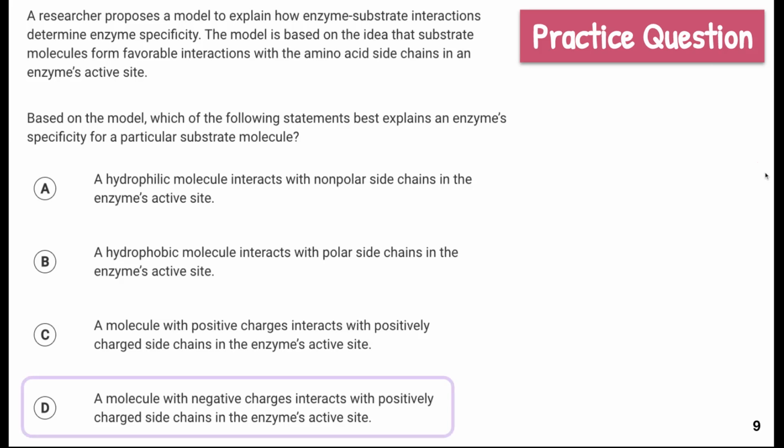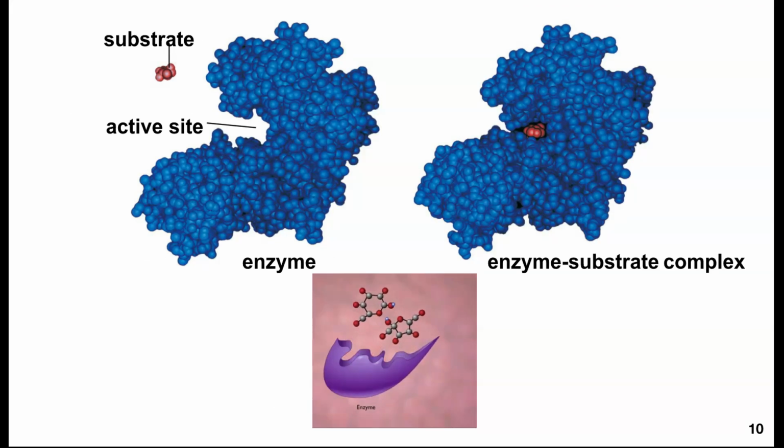Okay, well, let's hope you chose letter D. D says a molecule with negative charges interacts with positively charged side chains in the enzyme's active site. Every enzyme has an active site. The active site is formed at the tertiary or quaternary level of protein structure, and it's where the chemical transformation of substrate to product occurs.